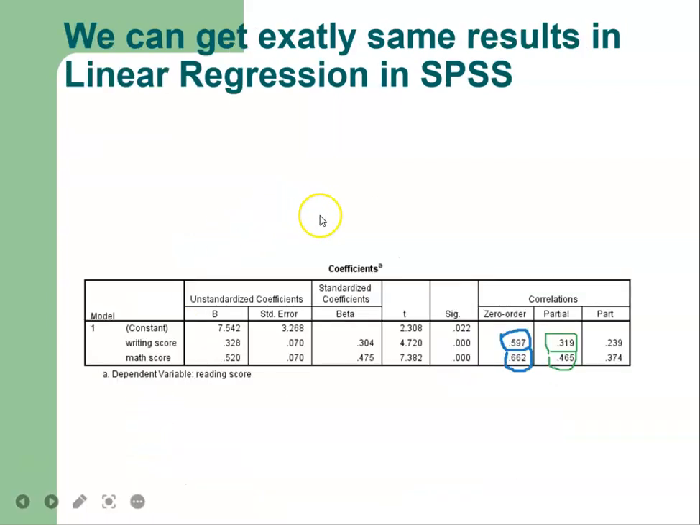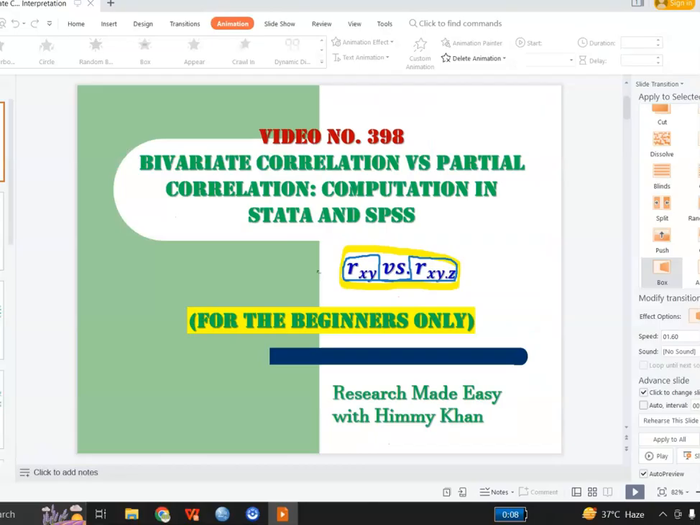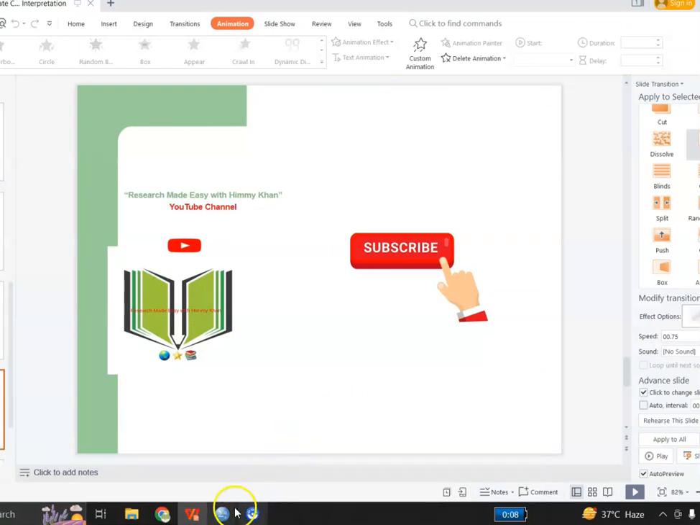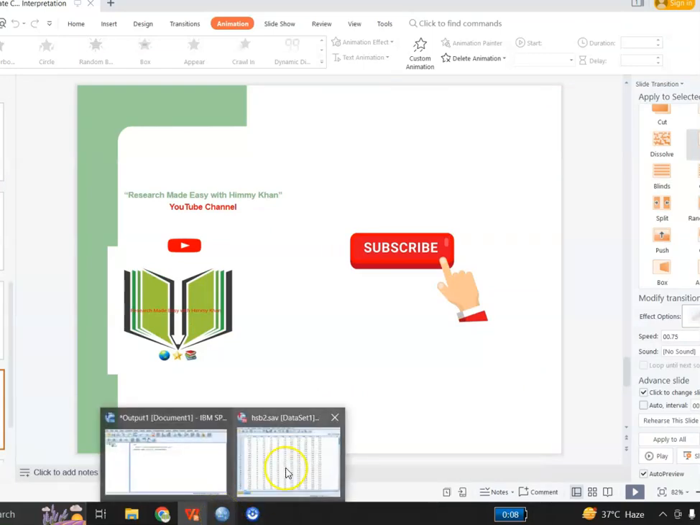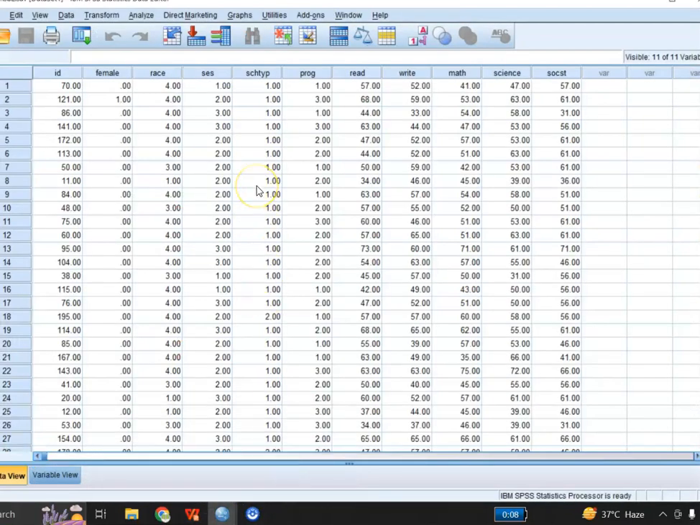Now this is another method in which we can also compute both bivariate correlation and partial correlation easily with linear regression. So I would like to show you how we can do that in SPSS. First I would like to open my file, and I'll give in the comment section the web link address for this file. You can download the file.